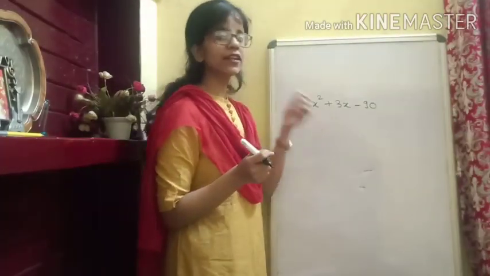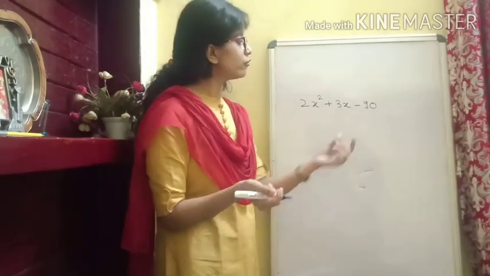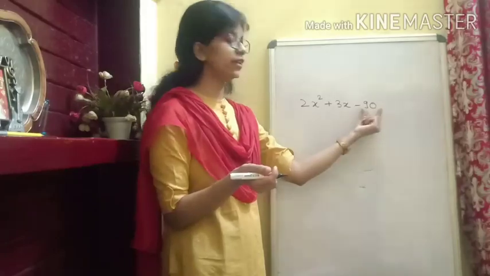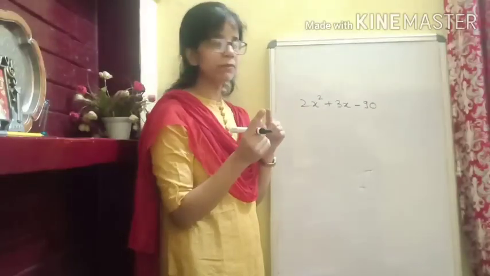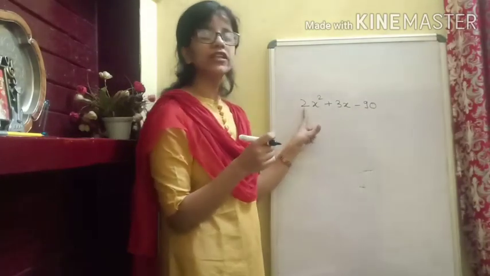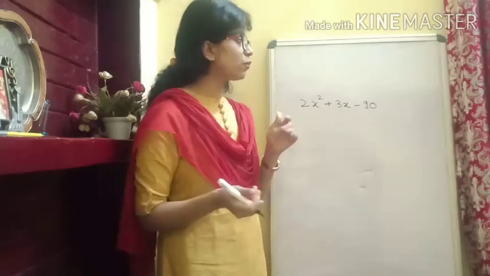Okay, here I have taken another trinomial. Here you see what are the steps to follow. We take the constant term, which is 90 here. We take the coefficient of x square, which is 2 here, and we multiply them. So 90 into 2 will give you 180. And then we write the prime factorization of 180.